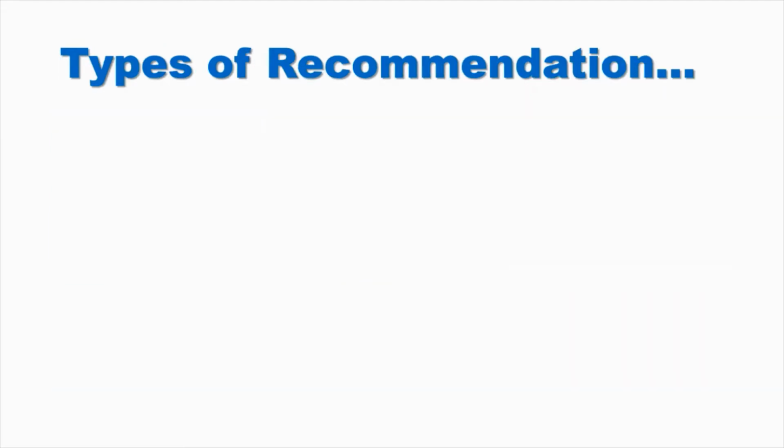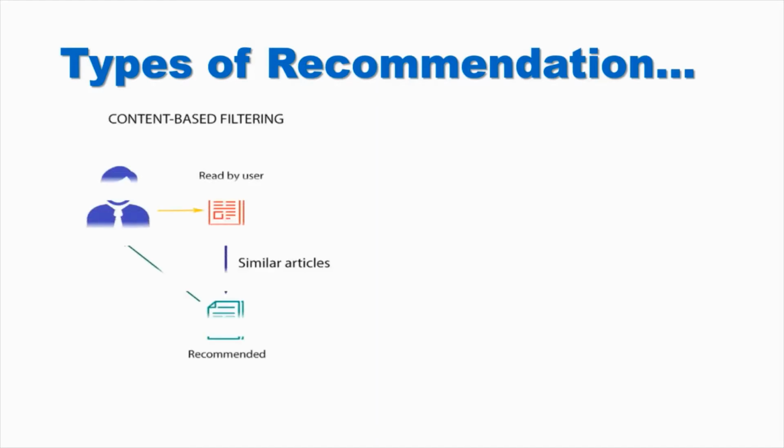Now let's move to our next topic, that is types of recommendation systems. Basically, there are two types. The first one is content-based recommendation. As you can see in this picture, a user reads an article and then similar kinds of articles are recommended to him. Let's understand this with a real-time example.